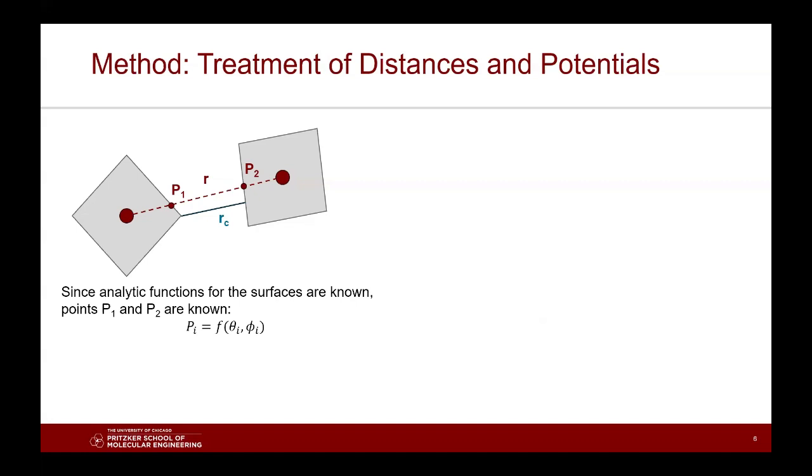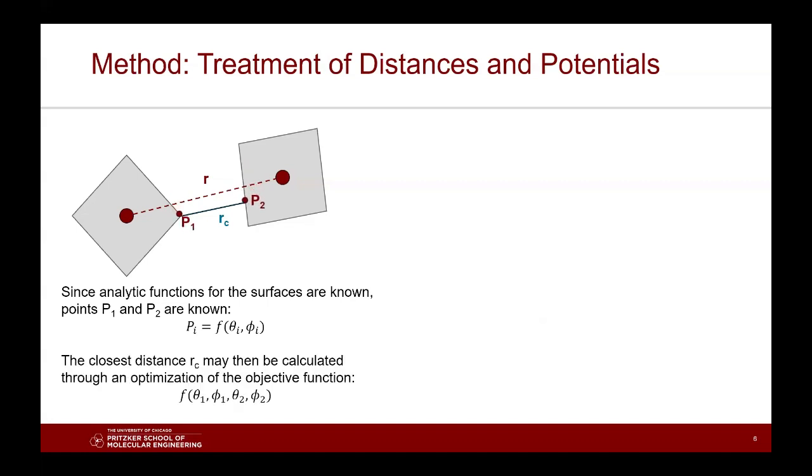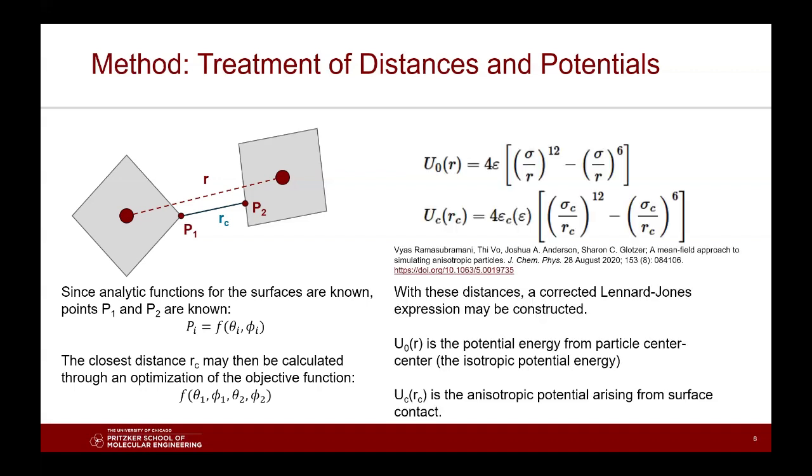From R, since we have analytic functions for each of these surfaces, we know what the points P1 and P2 are, and we can describe them as a function of theta and phi. Through an optimization between these two points, we can then determine what the closest distance is for any two given particles, so long as they are concave and we have analytical functions for their surfaces. With these two distances in hand, we can then proceed to calculate energies and subsequently forces.